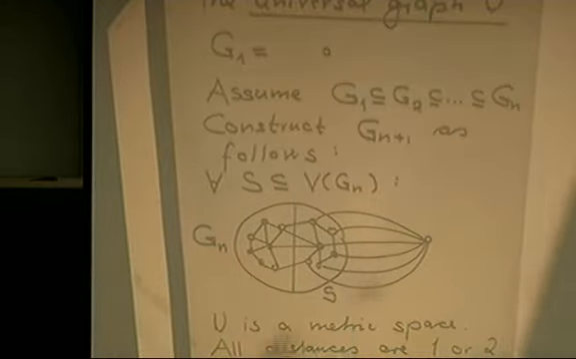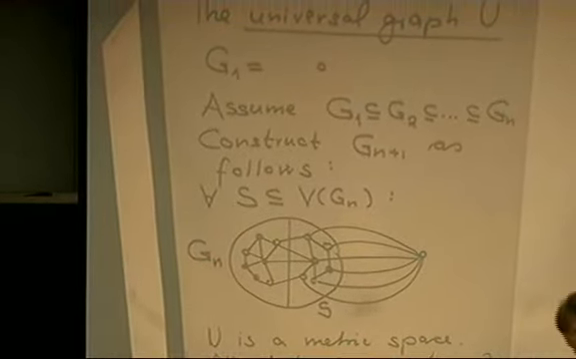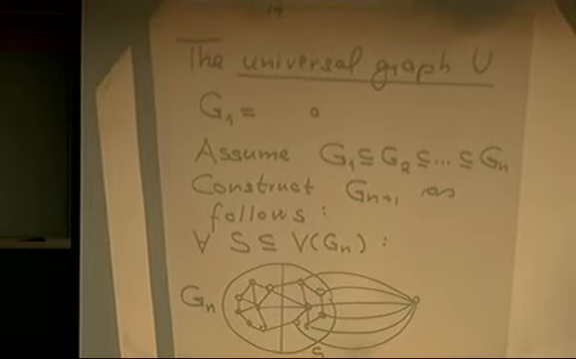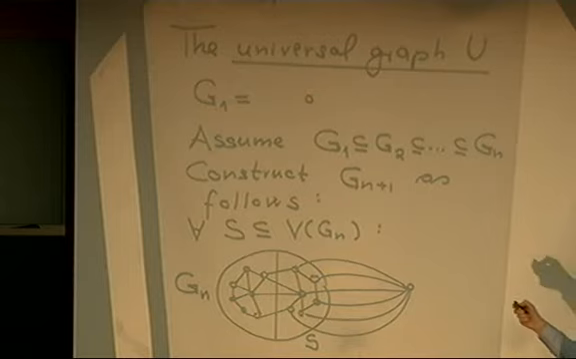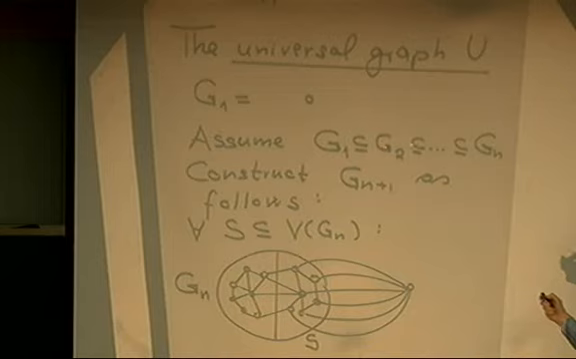And since I'm a graph theorist, I think I should at least have one transparency showing at least one graph. And I'm going to show a big graph now, the so-called universal graph. It's a countably infinite graph, and it's the following thing. You start with a vertex. G1 is the graph just consisting of one vertex. And then from G1 you construct G2, you construct G3, etc. And assume that we have constructed Gn, then I'll explain to you how we construct Gn plus 1.